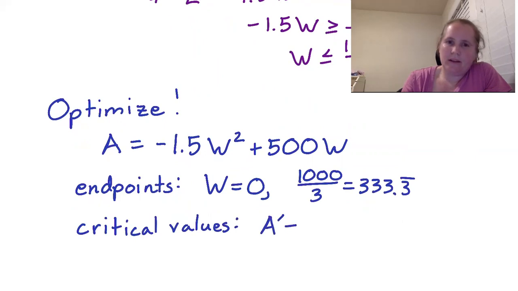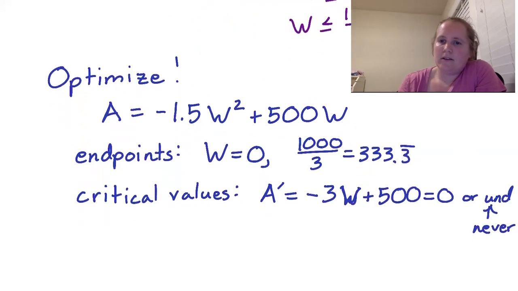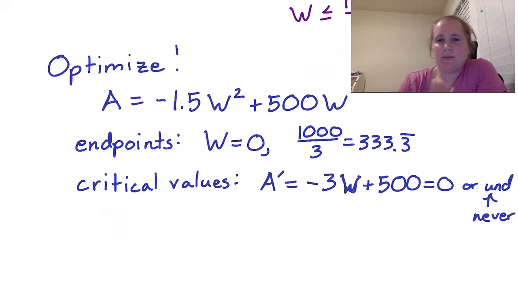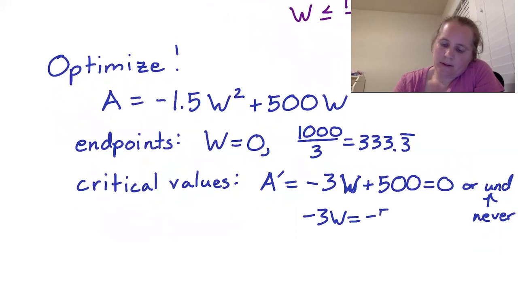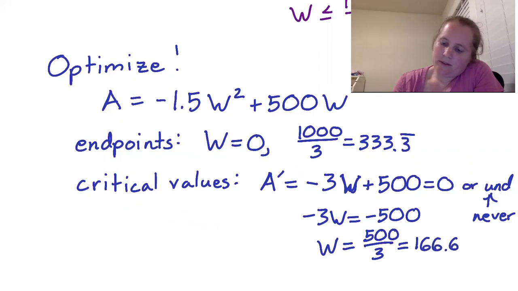So the derivative of A with respect to W is going to be negative 3W plus 500. I'm going to find where this is 0 or undefined. It's a polynomial, it's never undefined. But we do have limitations on where it makes sense to study W, right? It's equal to 0. Negative 3W is equal to negative 500, or W is equal to 500 thirds, which is 166.6 repeating.